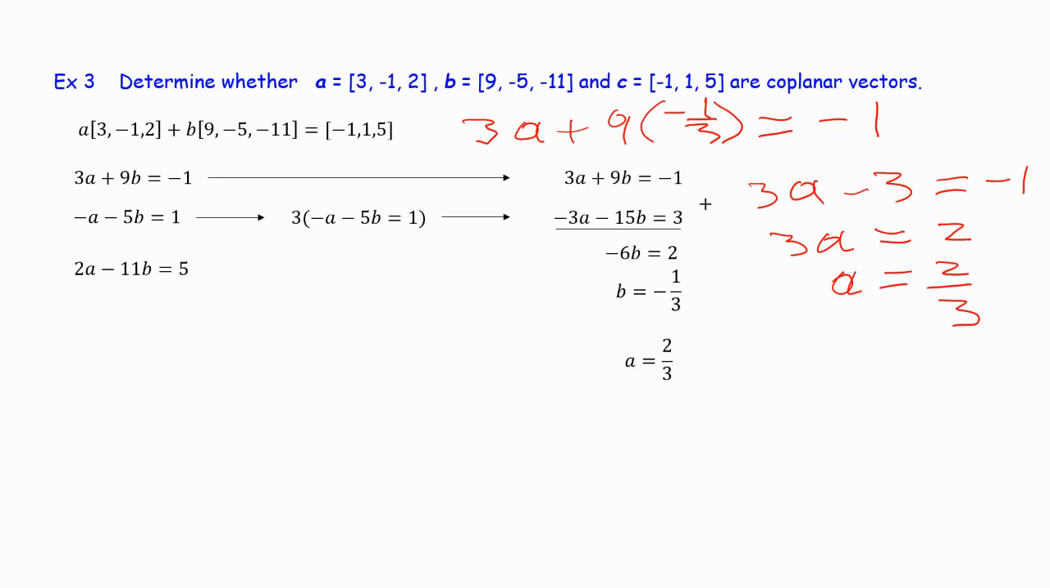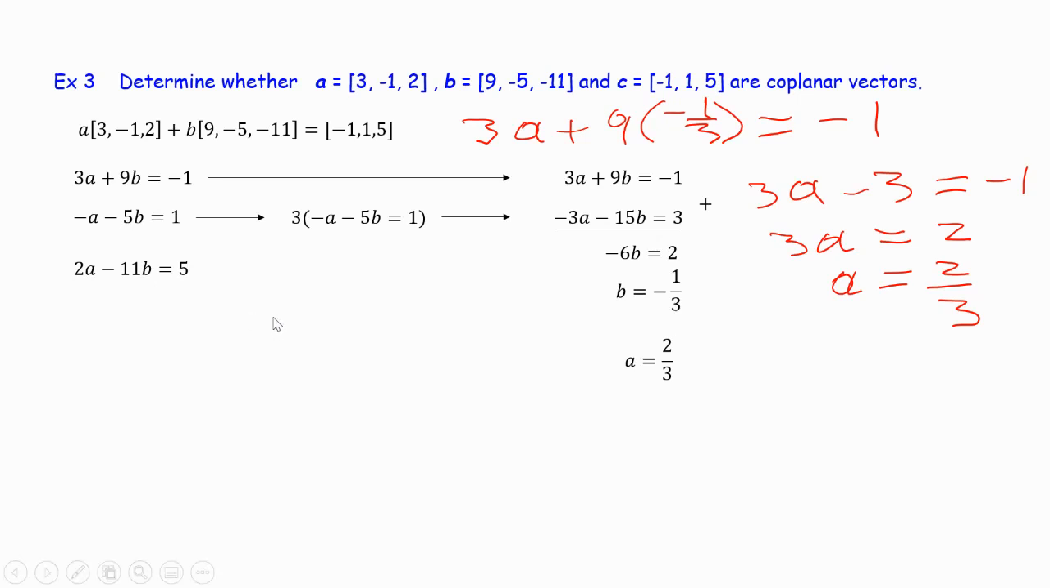So now I'm going to say, okay, I have an A and a B. How does that relate to the third equation? The third equation was the one that said 2A minus 11B is equal to 5, right? So what are you thinking? I'm thinking if I put this A of 2/3 over here, and this B, which is minus 1/3, over here, should it equal 5? And if it does equal 5, then what does that actually mean?